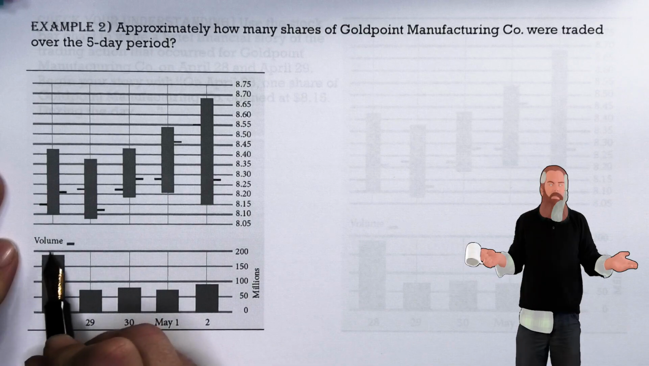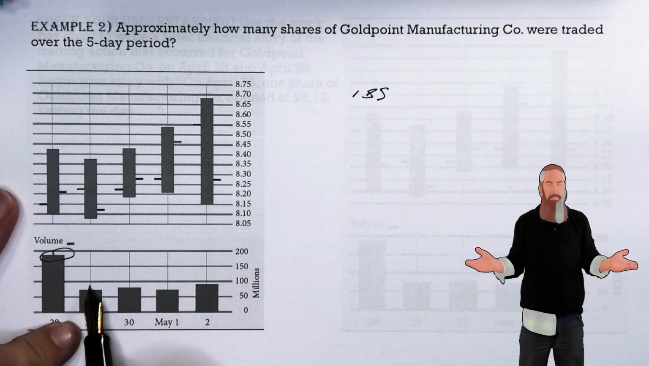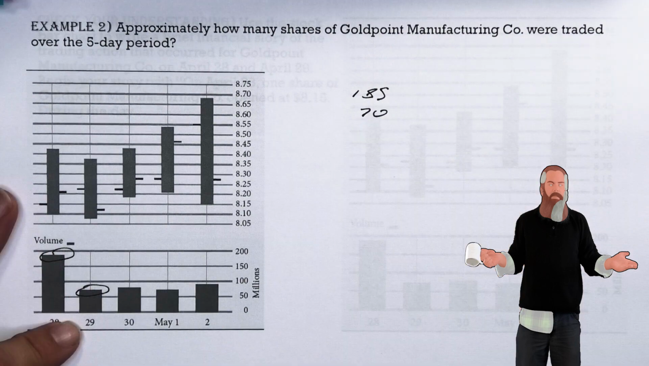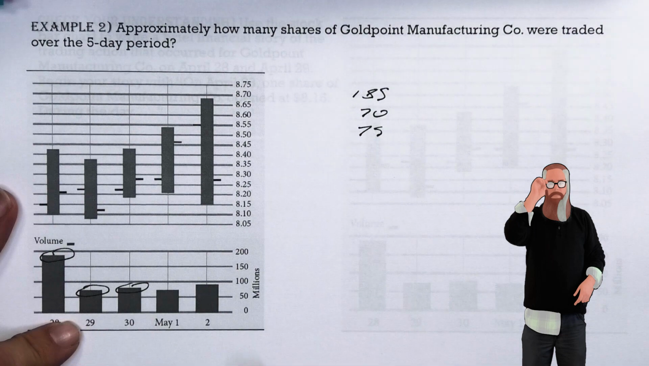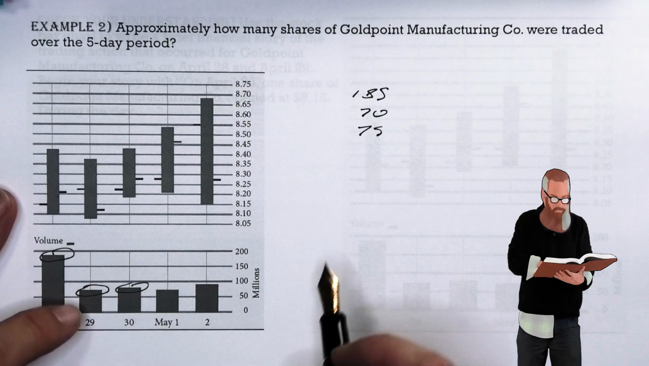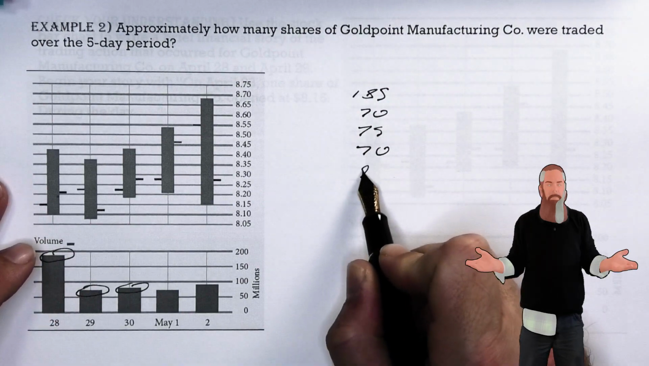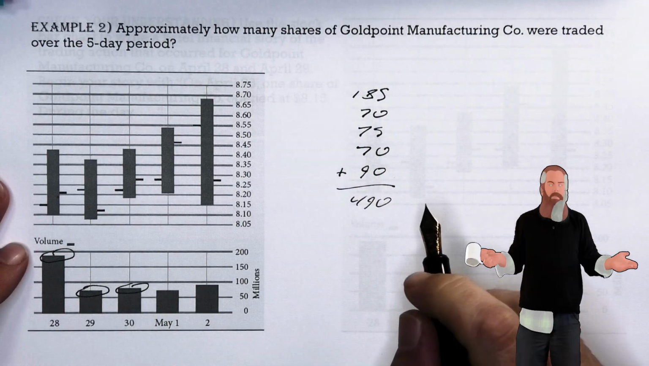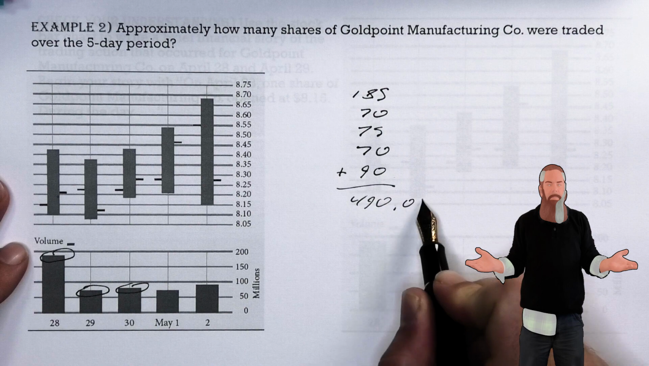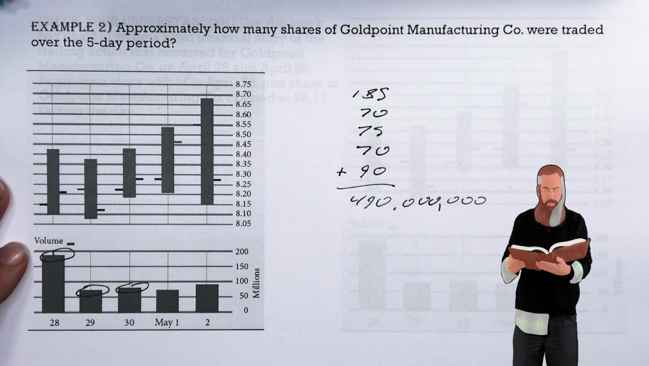On the 28th, it appears to be about 185. On April 29th, it appears to be about 70. On April 30th, it appears to be about 75, just a little bit higher of a bar. It went down just a little bit on May 1st to 70. Came back up on May 2nd to 90. So if we add all these up, we can find that 490. But it's not 490 shares. This is 490 million shares of Goldpoint Manufacturing Company were traded during the week of April 28th.